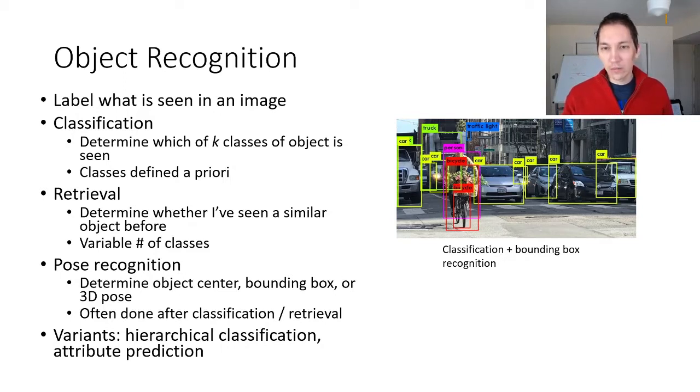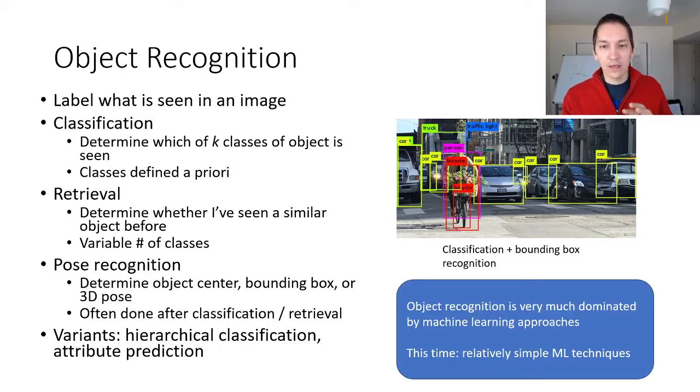Now, we're going to be looking at some fairly straightforward machine learning techniques for doing object recognition. These are somewhat on the classical side of things. Object recognition is very much dominated by machine learning approaches, and once we start getting more deeply into more advanced machine learning techniques, we'll start to talk about more modern approaches for doing object recognition. But still, the techniques that we'll talk about today are very much in active use and are still quite useful.